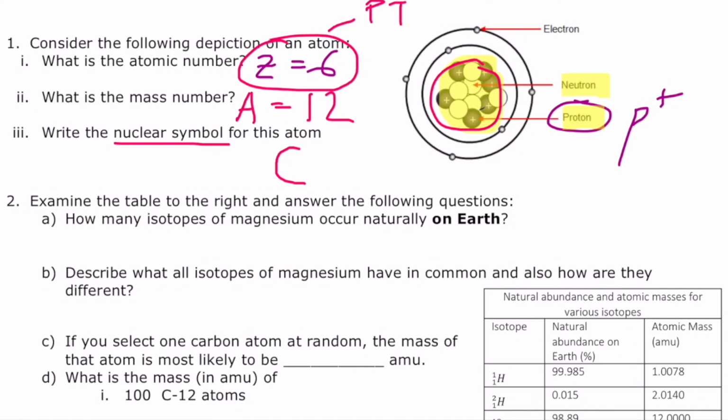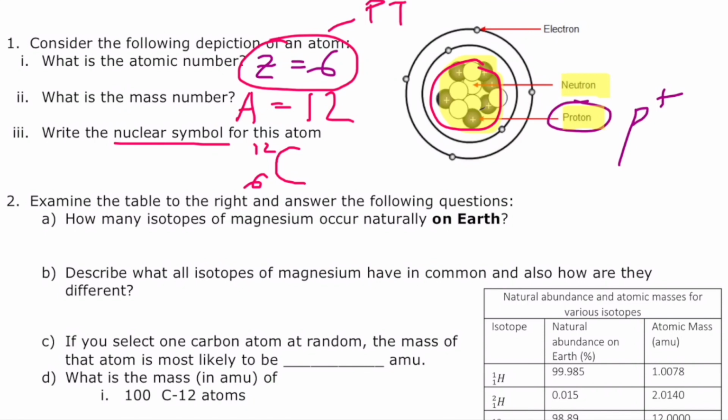And then at the bottom, we're going to write the atomic number. At the top, we're going to write the mass number. And that's the nuclear symbol for carbon. Again, I know it's carbon because the periodic table shows me that the element that has 6 as the atomic number is carbon. So you need the periodic table to do this.